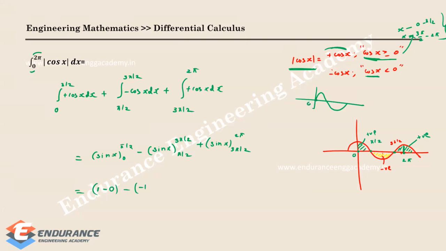Just a second. This is 0. This is pi by 2. This is pi. Yeah, this is 3 pi by 2. So at 3 pi by 2, our answer will be -1, right? So sine 3 pi by 2 is -1. Sine pi by 2 is 1. So that will be -1.